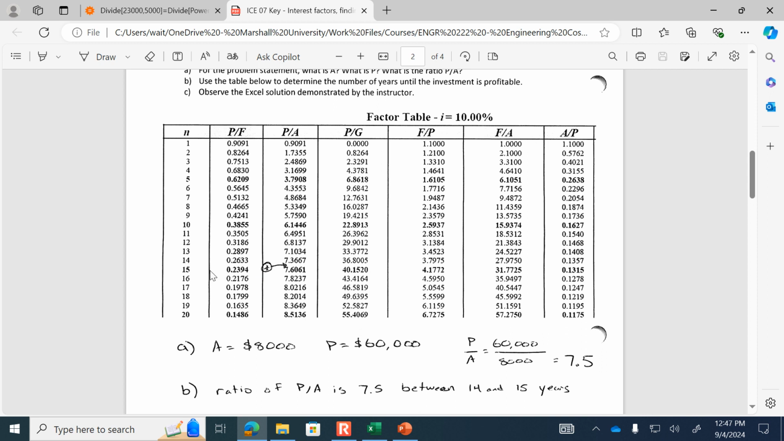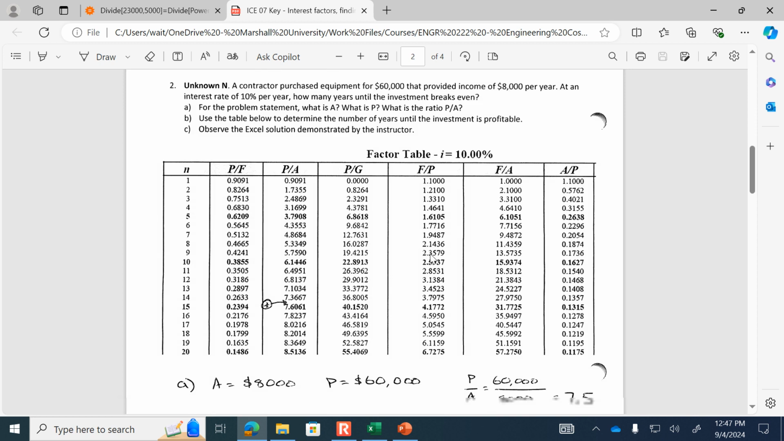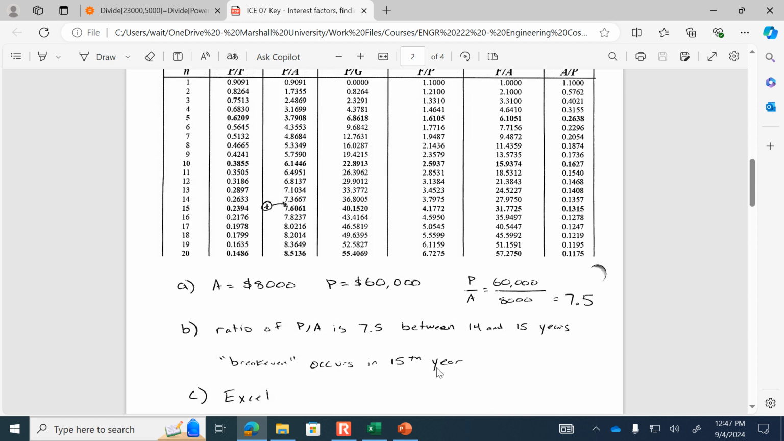So what that means is that you need to have at least 15 payments before break-even occurs, where you've received as much value as you invested originally. So how many years do you have to own this equipment for it to be profitable? If you're buying equipment for $60,000 and it generates $8,000 a year and your discount rate is 10%, it would take 15 years for the equipment to become profitable.